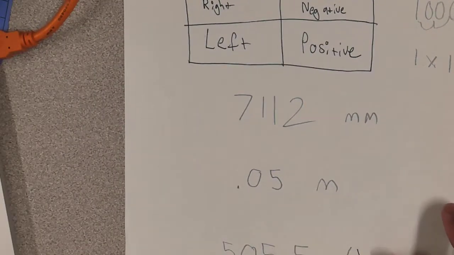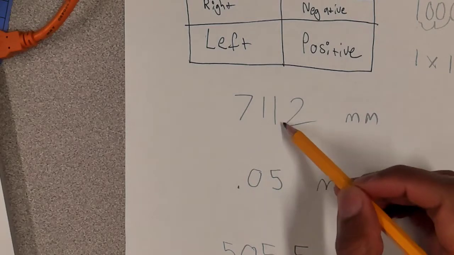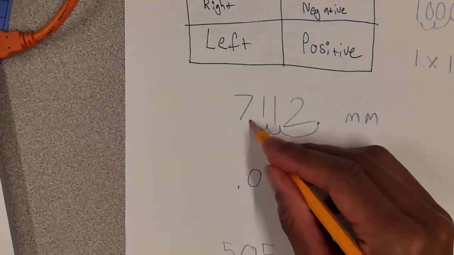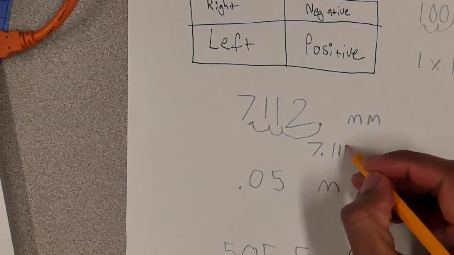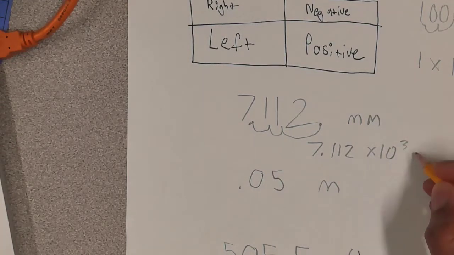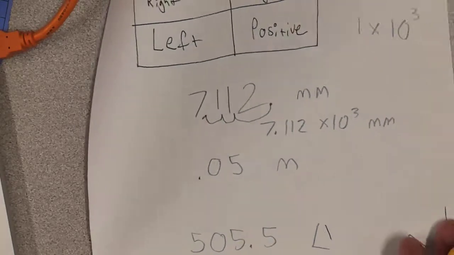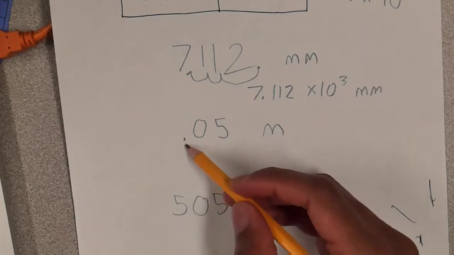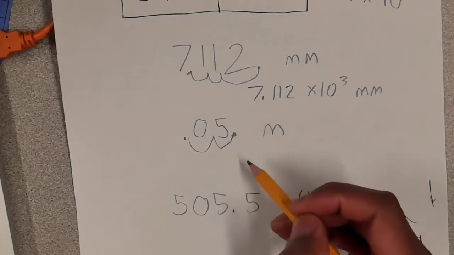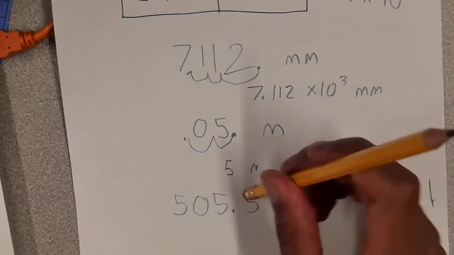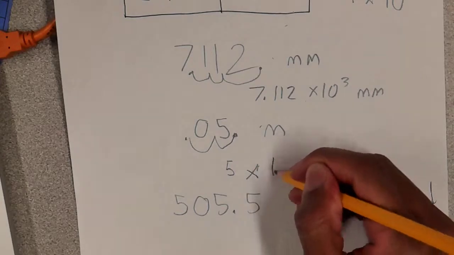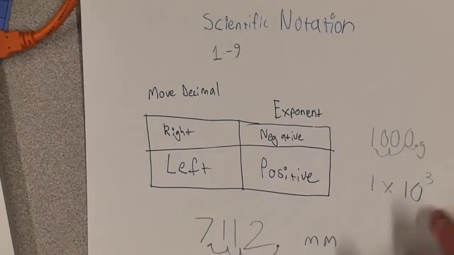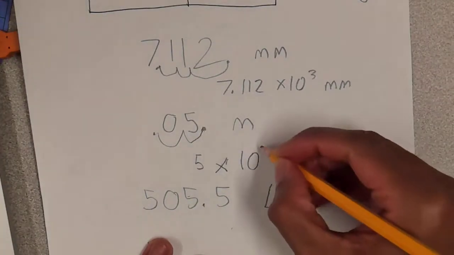So now let's look at another couple more. Let's look at 7,112. The decimal is right here. 1, 2, 3, same as before. 7.112 times 10 to the third power millimeters. Next, 0.05 meters. This time we're going to move it 1, 2. 5 times 10. In this case, we move it to the right. So it's a negative exponent. 5 times 10 to the negative second power.